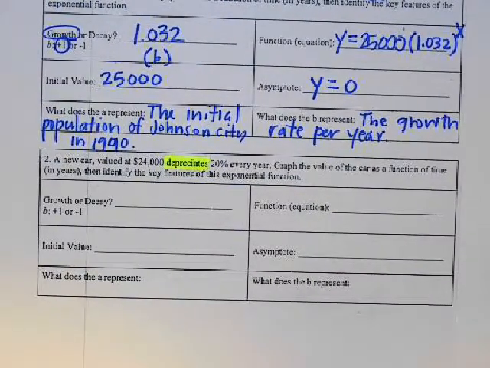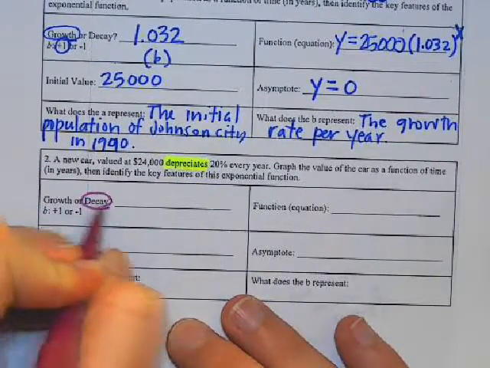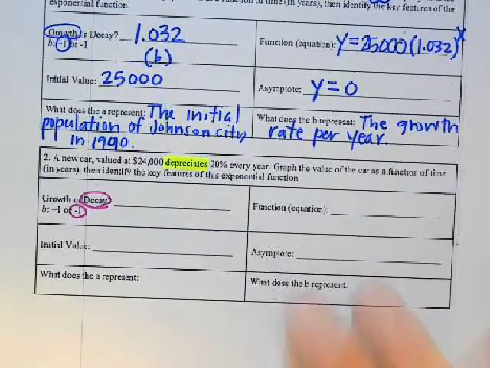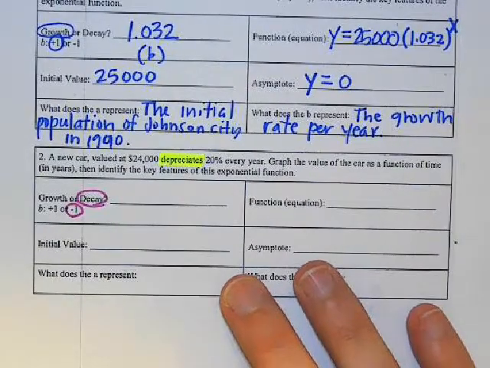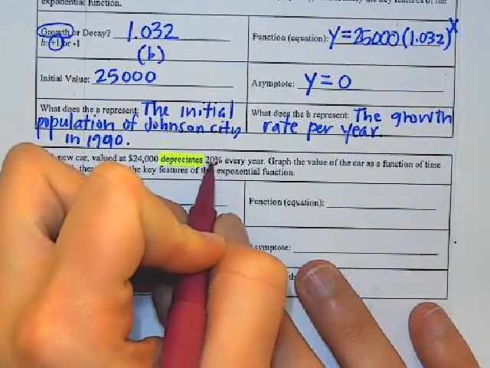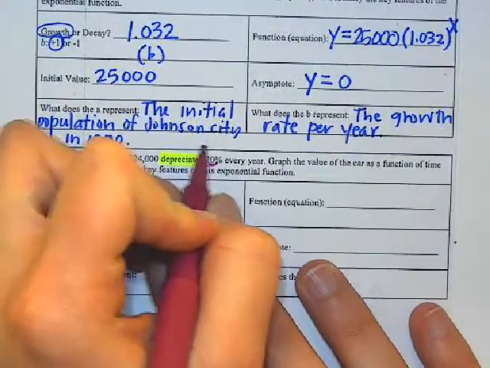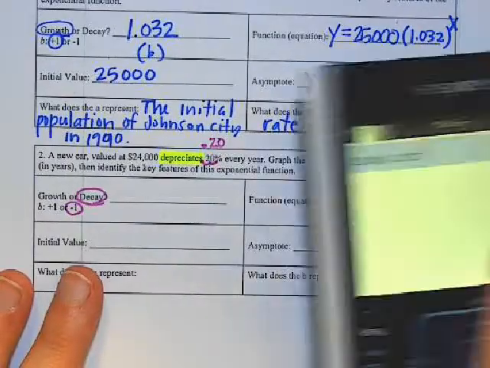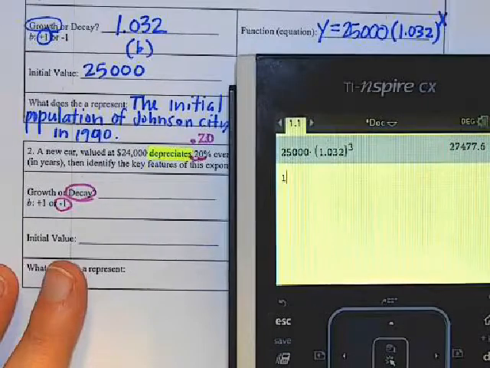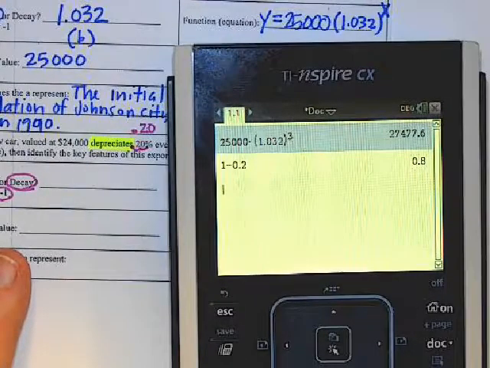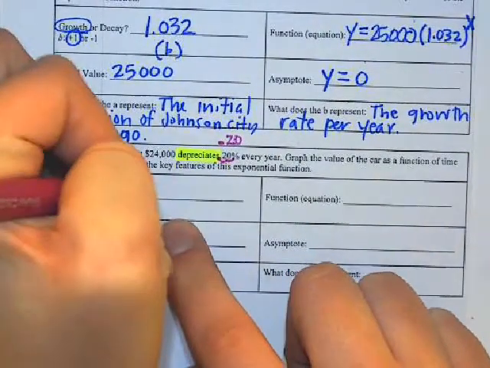Okay, so you guys told me this is decay, so am I going to do 1 plus or 1 minus? 1 minus. Now, 1 minus the what? The percent. So how do I write percent as a decimal? I have to move the decimal how many times? 2 times to the left, so 0.20. And now I'm not doing 1 plus, I'm doing 1 minus because it's decay. So 1 minus 0.20 gives me what? 0.8.